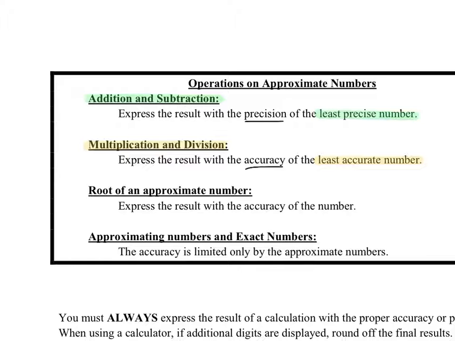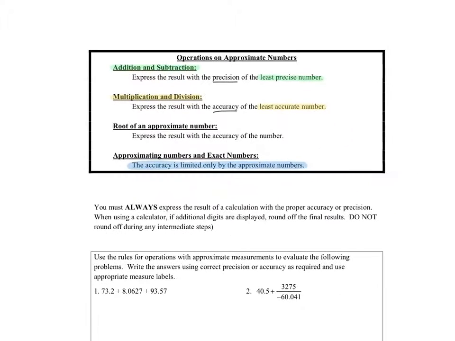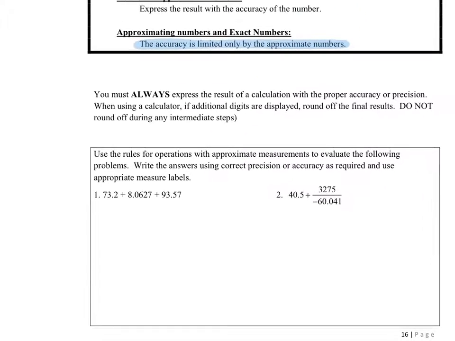And if we have approximate and exact numbers, we only have to look at the accuracy of the approximate numbers. You don't have to take the exact ones into consideration. You're going to have a calculator. You're going to give me the original answer that shows up in the calculator. That way you get partial credit. Then you're going to round according to our rules.